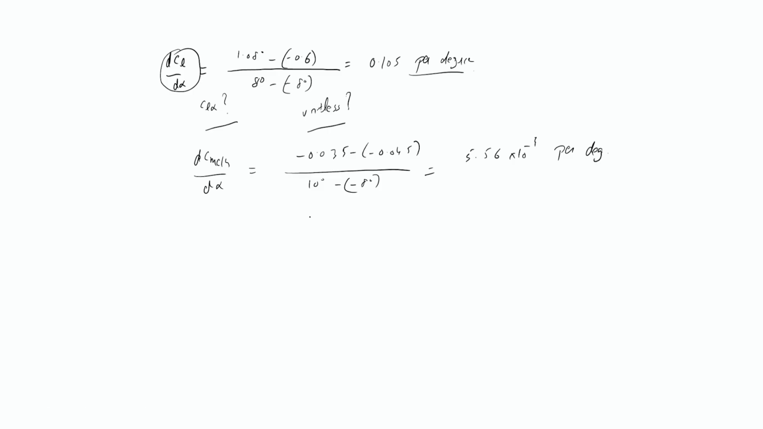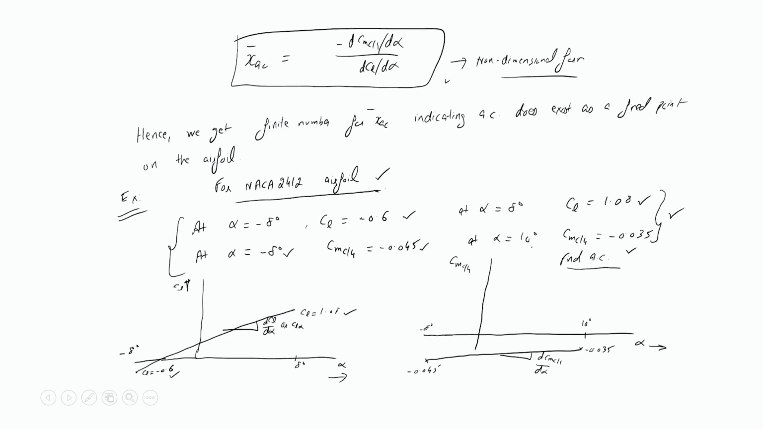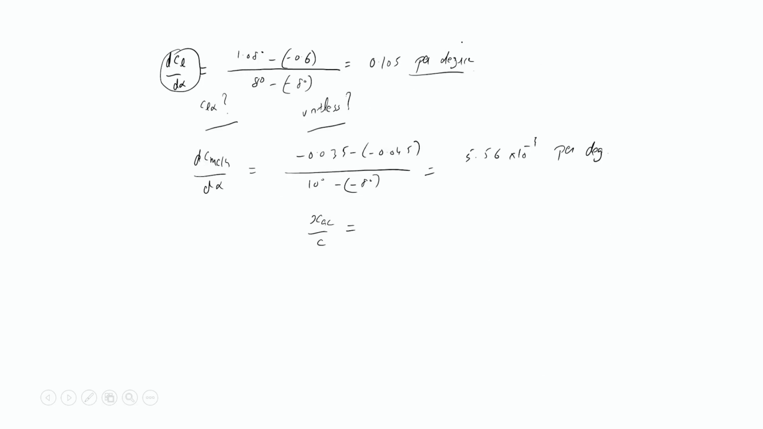Now we have XAC upon C. The equation was minus dCM c/4 by d alpha divided by CL alpha. You just have to divide these two numbers. So what do you get here? Minus 0.0053. Now if the chord length is given to you, then you just multiply this number by the chord length C, and then you will get the location of the aerodynamic center. So this is the location of the aerodynamic center with respect to chord.